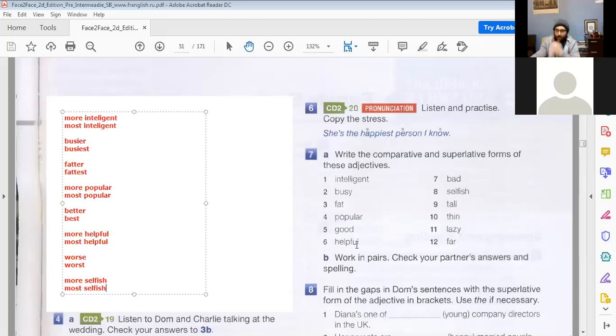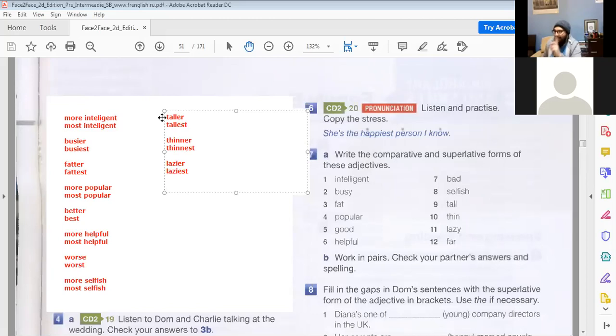What about tall? Taller. Correct. So we use taller and tallest. Okay. Thin? Thinner, thinnest. That's correct. What about lazy? Lazier and laziest. Far? Farer.